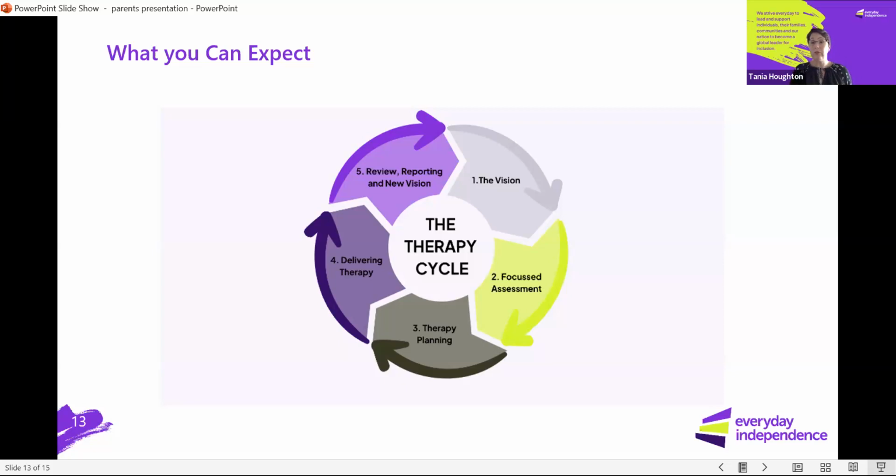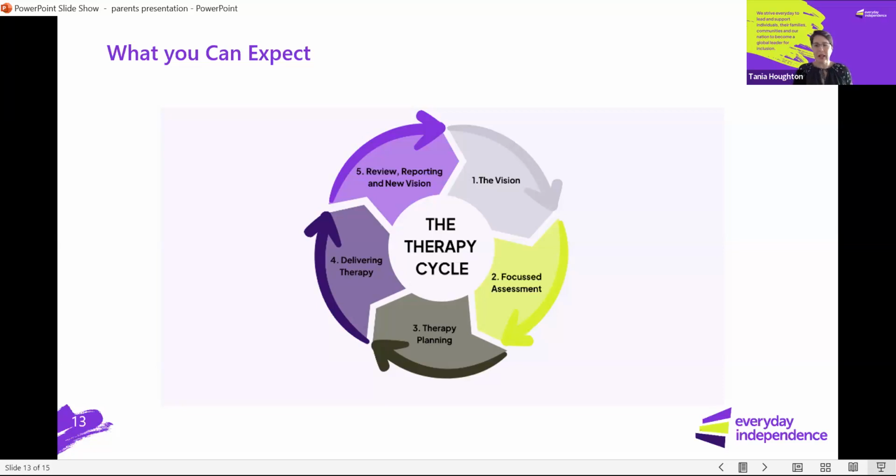Then they'll look at doing a focused assessment. So that's really looking specifically at that child's needs to be able to achieve the goals that you have identified. And that could be a focused assessment with the key worker. It could be a focused assessment with a speech pathologist or OT or physio, depending on the child's needs. And then we develop a plan with you.